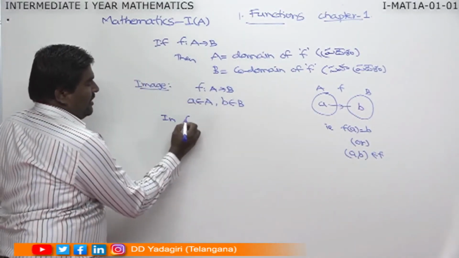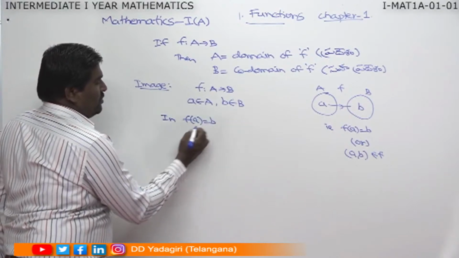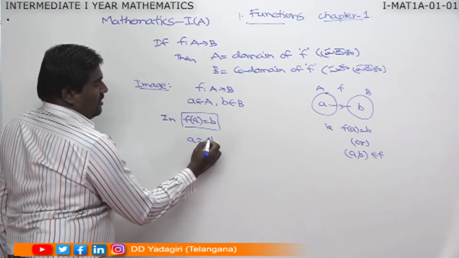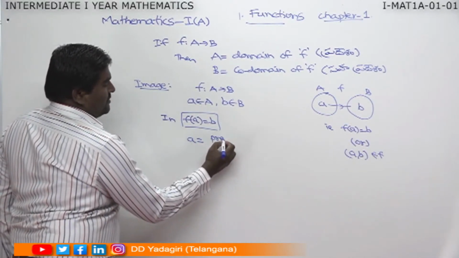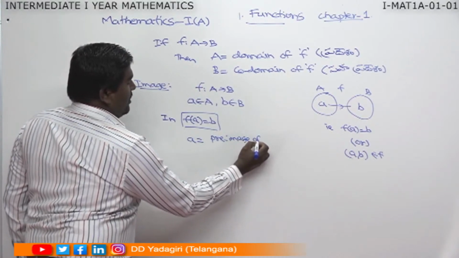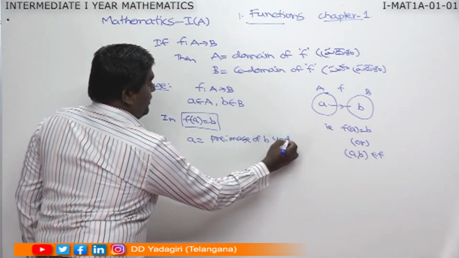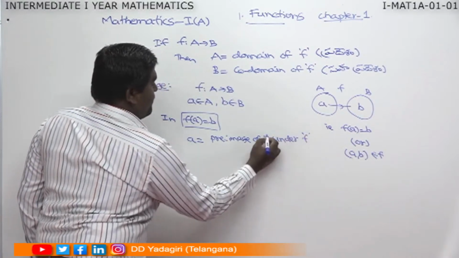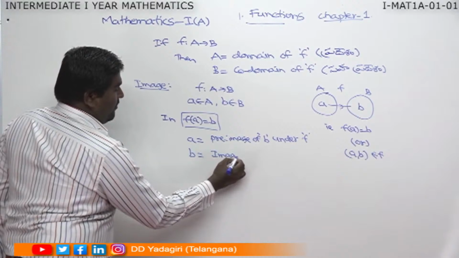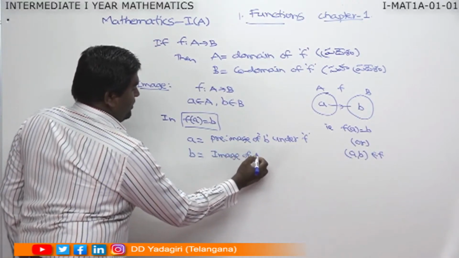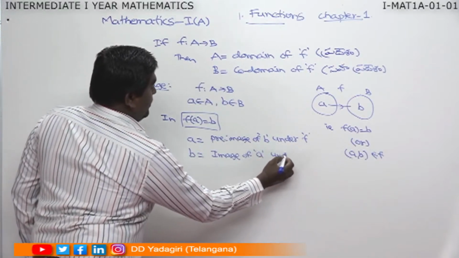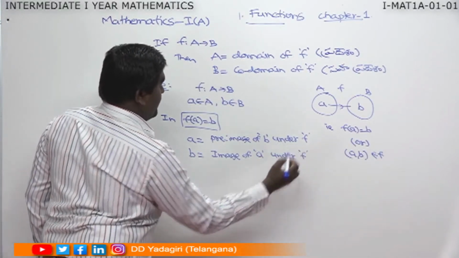In f of a is equal to b, a is called the pre-image of b under f. b is called the image of a under f.